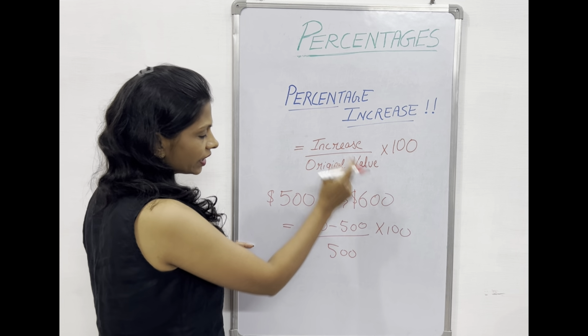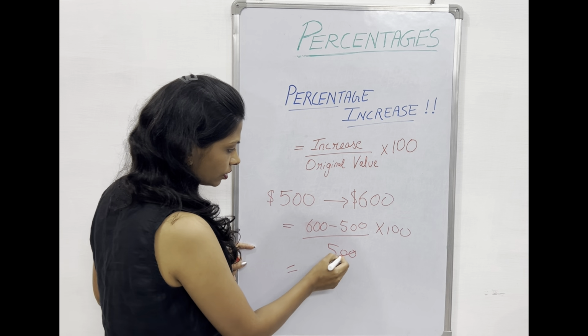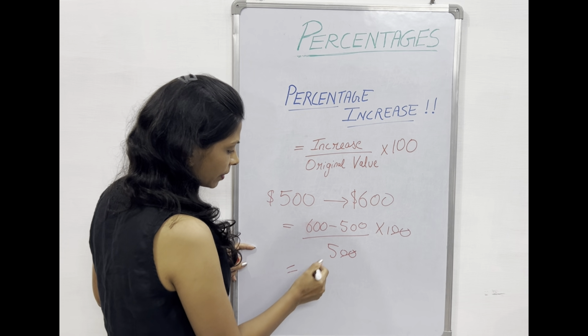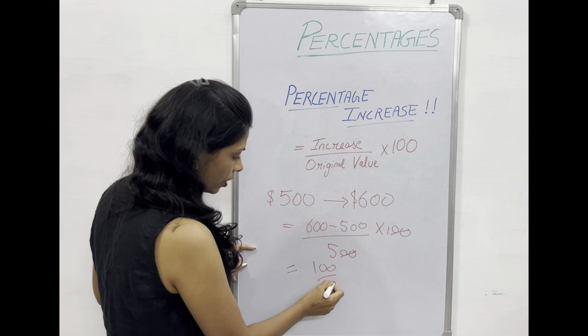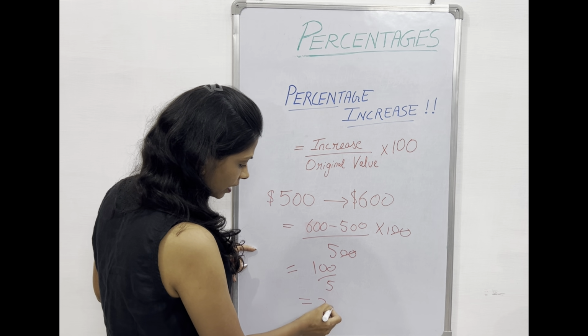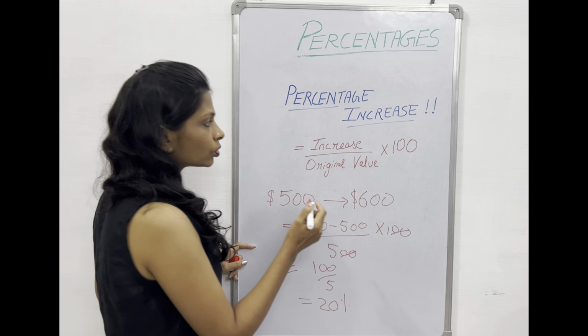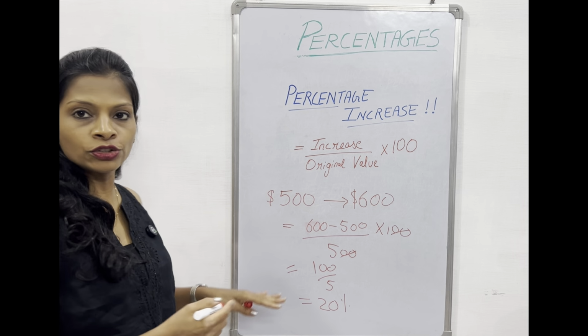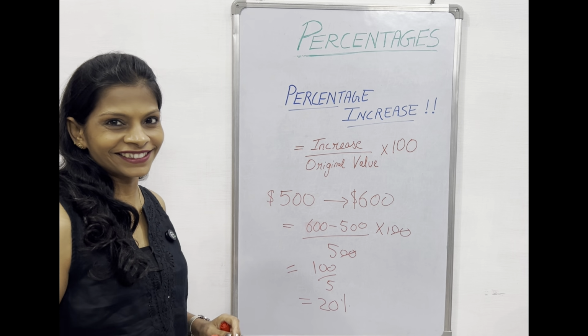So because we are finding percentage increase, now here zeros and zeros get cancelled. 600 minus 500 is 100 over 5, and this gives me the answer as 20%. So the percentage increase in the value of the shirt was 20%.